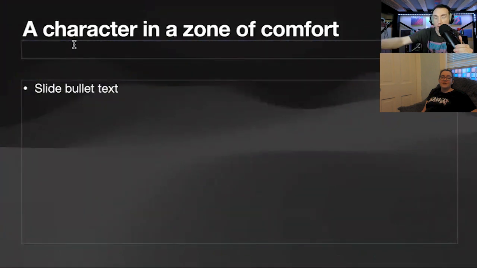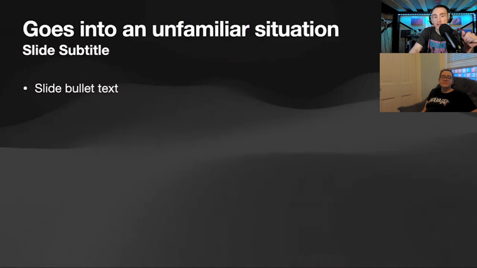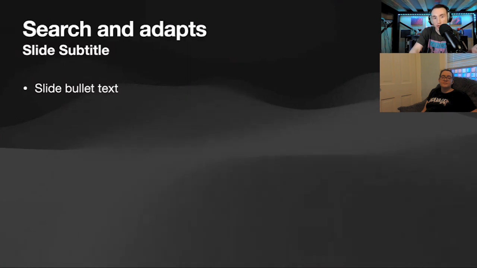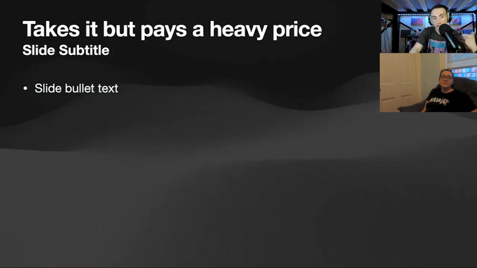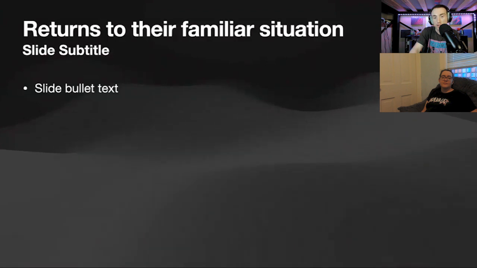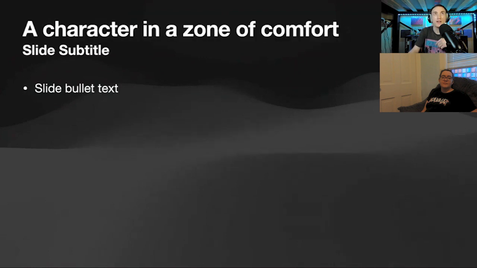Can I go through what each section is quick? So that I don't know if you know the sections, and then you tell me. So, the first zone is a character in a zone of comfort, and then that character needs something, so that puts them into an unfamiliar situation where they have to search and adapt. They find what they seek, they take what they were wanting but pay a heavy price, returning to their familiar situation near the end and having changed. So that is just the basic concept of the story.